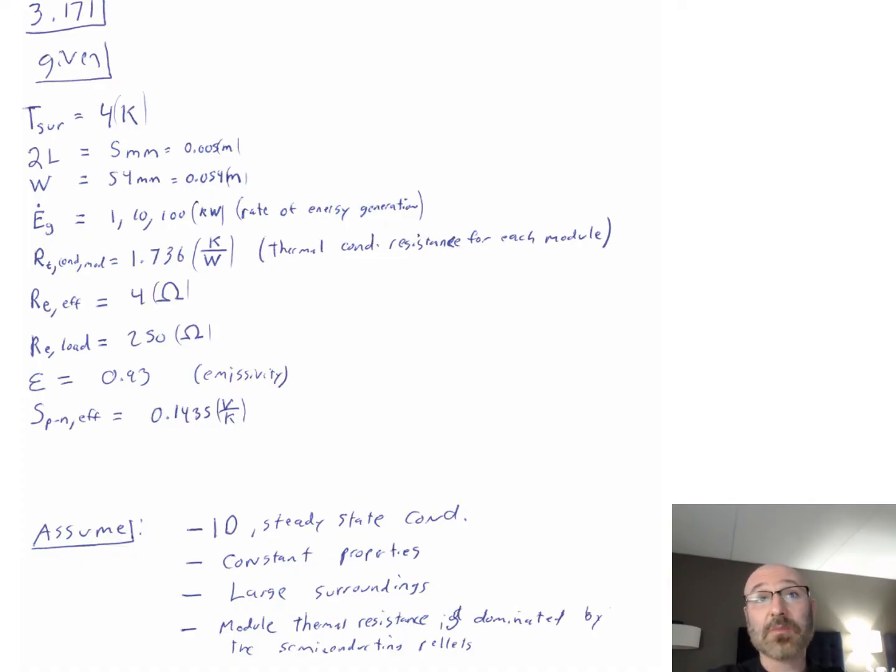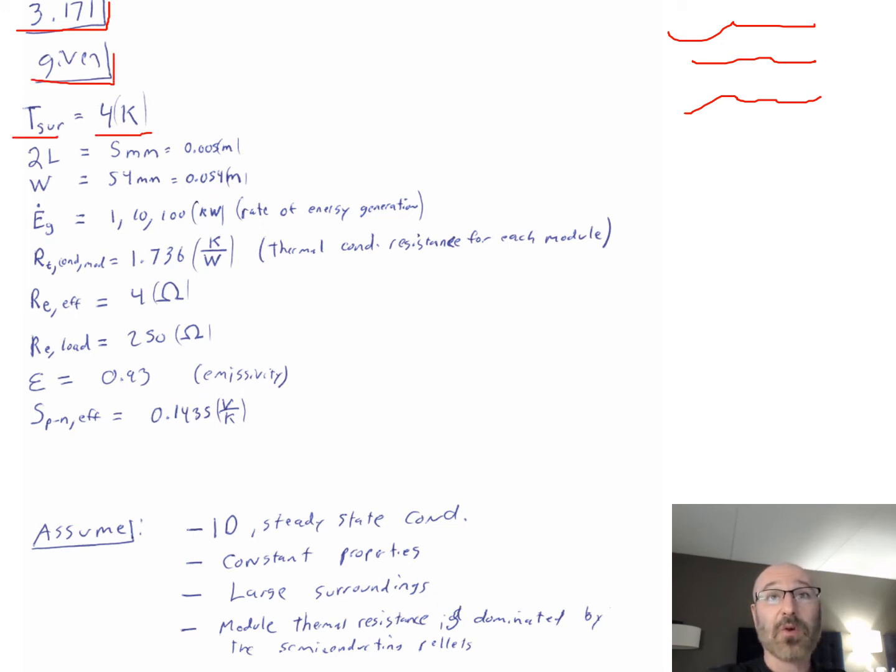We take that information from that nice neat schematic that we created and create our setup page. This is problem 3-171. If this were a homework problem, you'd have your name, the due date, and what the homework assignment was. Now we have our given information. The temperature of our surroundings is 4 K. We have 2L, 2 times that length, is 5 millimeters. I want to convert that to meters right away, so that's 0.005 meters. W is equal to 54 millimeters, or 0.05 meters. Then we have our rate of energy generation, E dot sub G, which is 1, 10, and 100 kilowatts.